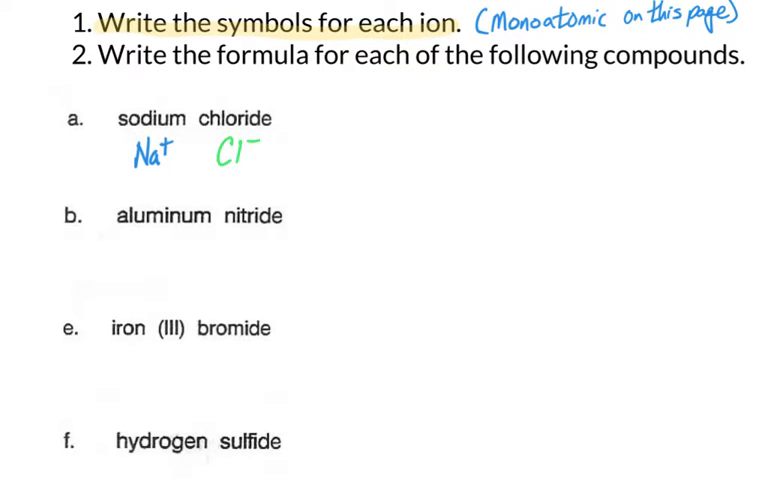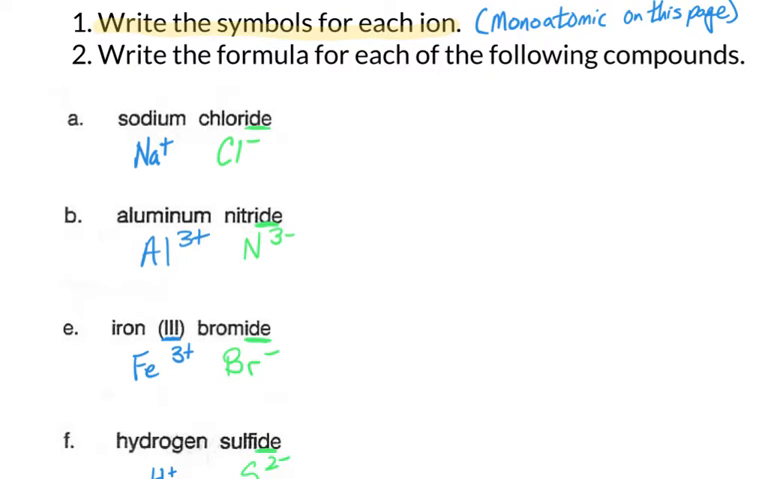For aluminum, you should have Al3+, and for nitride, you should have N3-. Remember, when the ionic substance ends with "ide," that's telling us that it is the anion and that it has no oxygens present. So nitride is just N, and we look on the column, we see that it should have a 3 negative charge. Letter E has iron 3 bromide. Now iron 3 is telling us that the charge on the iron is a 3 plus. So we're going to write that, Fe3+, and then bromide is Br-. And finally, hydrogen sulfide, we have H+ for the hydrogen, and sulfide is S2-.